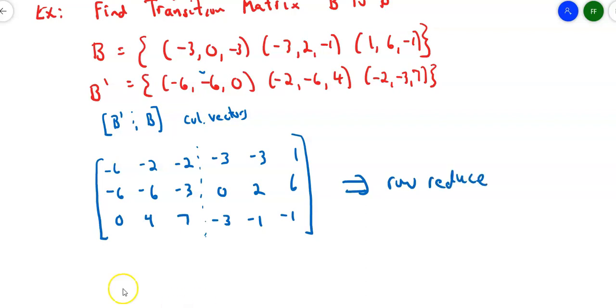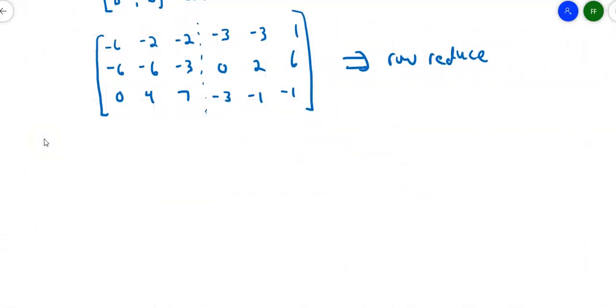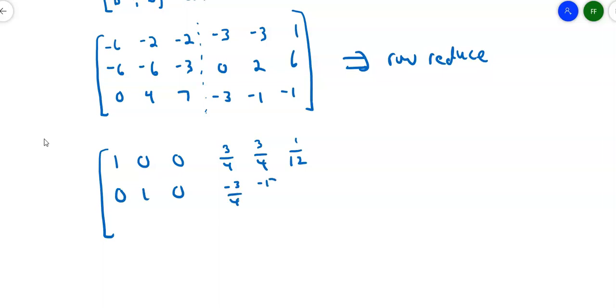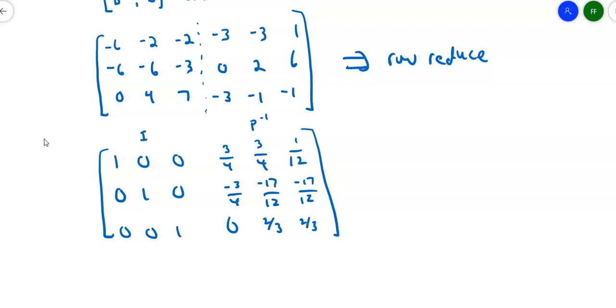I set it up on a calculator to row reduce, not that it's not fun to row reduce this 3 by 6 matrix, but when I row reduced it, I came up with this. I ended up with an identity matrix on the left side and a matrix involving a whole bunch of fractions on the right-hand side. Some of them are negative, some are positive. We have fourths and twelfths a lot. The third row is going to give us some thirds. So now we have the identity matrix on this side and P inverse on that side.